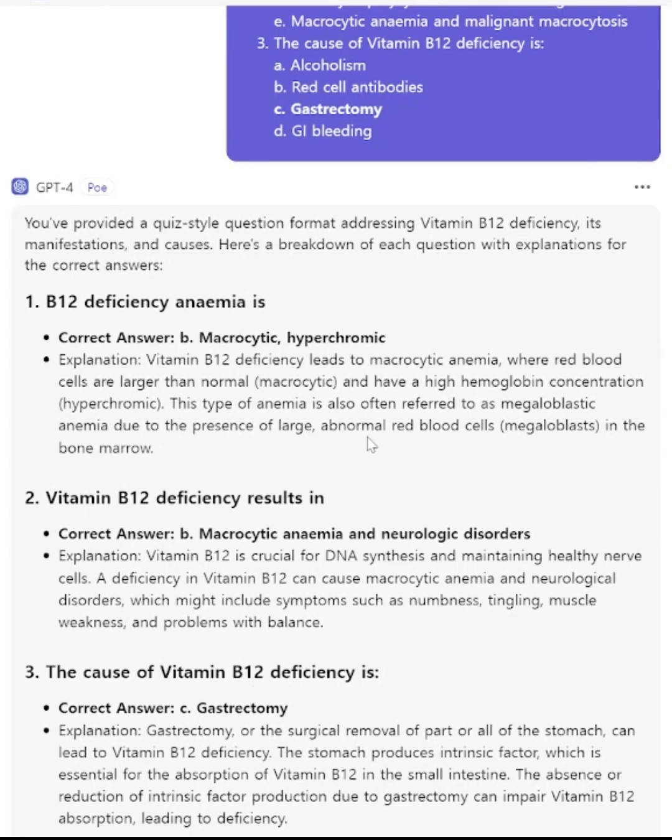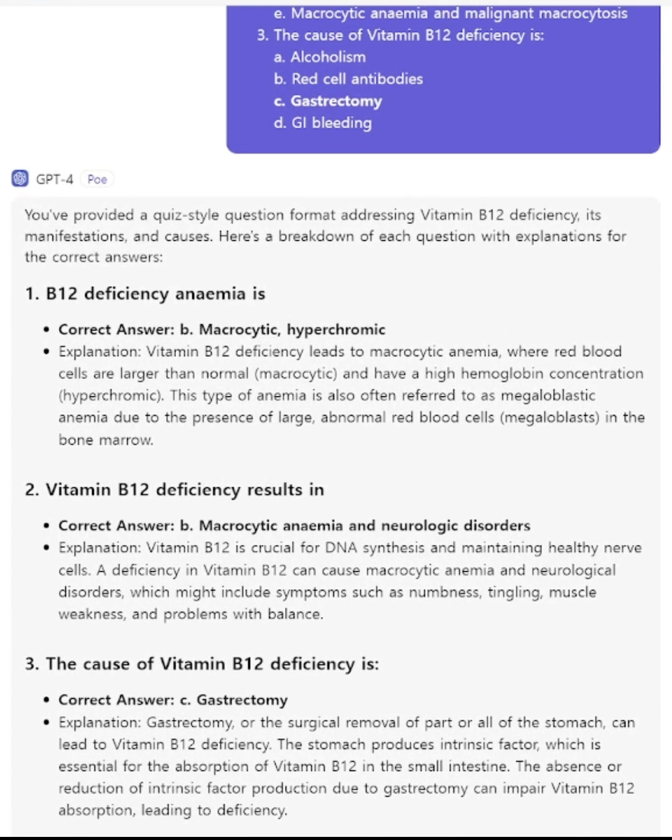1. B12 deficiency anemia: the correct answer is B, macrocytic, hyperchromic. Explanation: Vitamin B12 deficiency leads to macrocytic anemia, where red blood cells are larger than normal, macrocytic, and have a high hemoglobin concentration, hyperchromic. This type of anemia is also often referred to as megaloblastic anemia due to the presence of large, abnormal red blood cells, megaloblasts, in the bone marrow.